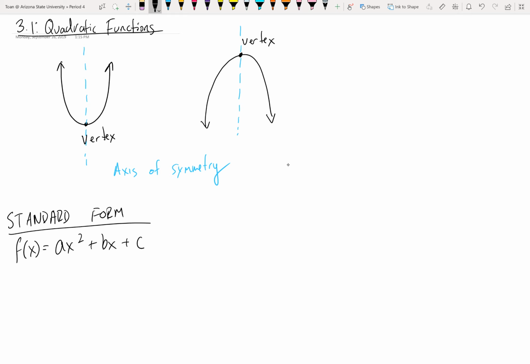It's standardized, nice, neat, and clean, it looks uniform, it looks pretty, but it's sort of useless in terms of actually getting information out because I can't read any information. I have to do extra math. Contrast that with vertex form. Vertex form of a quadratic looks something like this. f of x equals a times the quantity x minus h squared plus k.